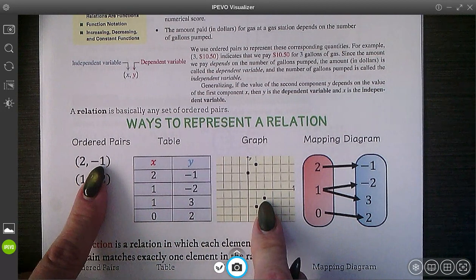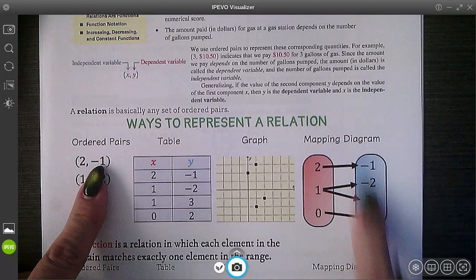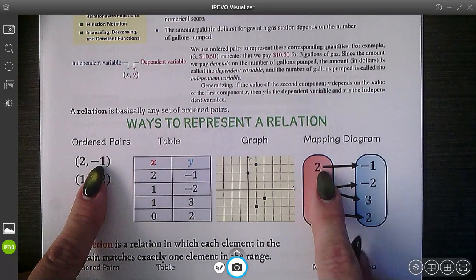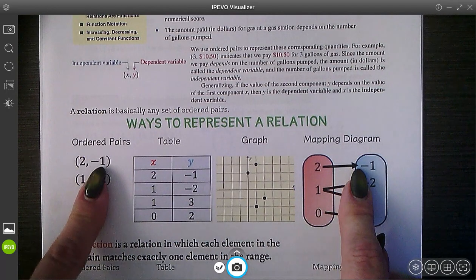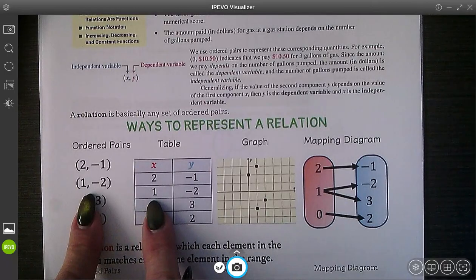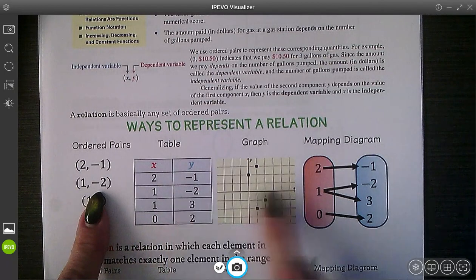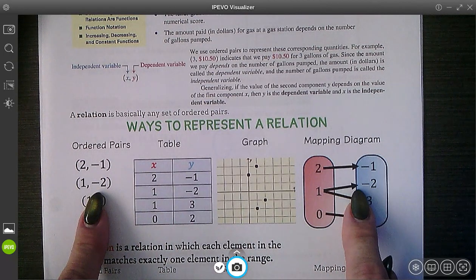And the fourth is a mapping diagram. In a mapping diagram, you're going to have one set of inputs, or x values, and another set of outputs, or y values. And you'll use an arrow to go from the input to the output. So 2, -1 can be represented in that way. So each of these ordered pairs are represented in the table, on the graph, and in a mapping diagram.